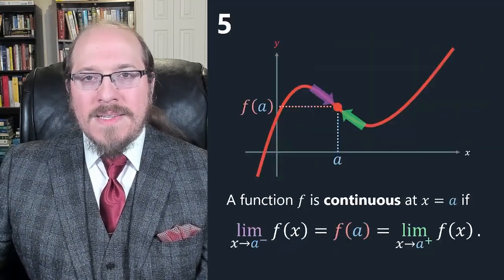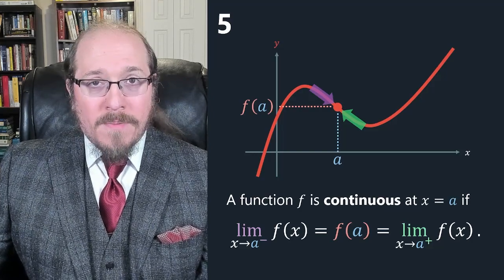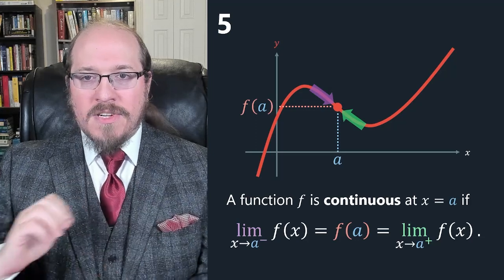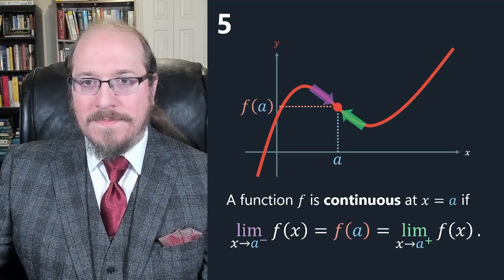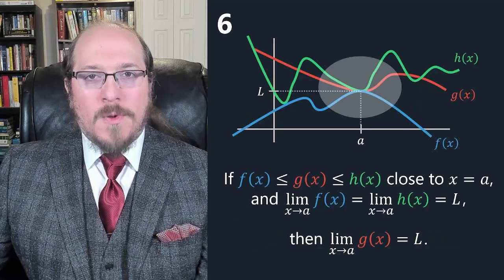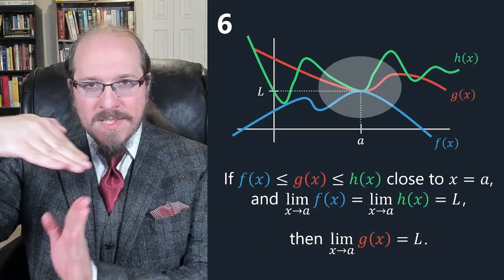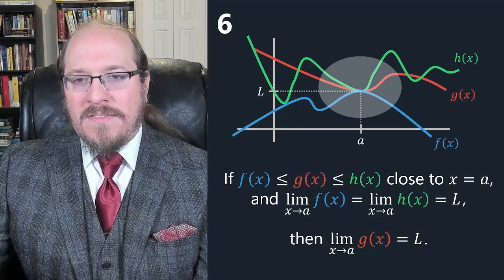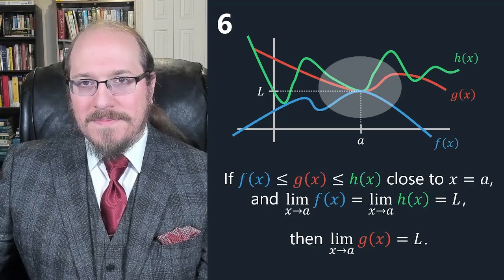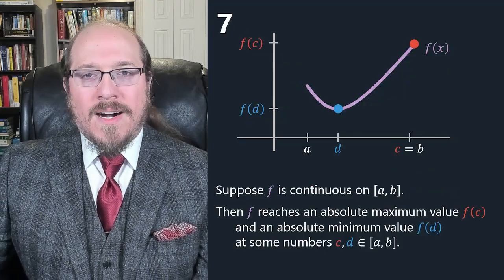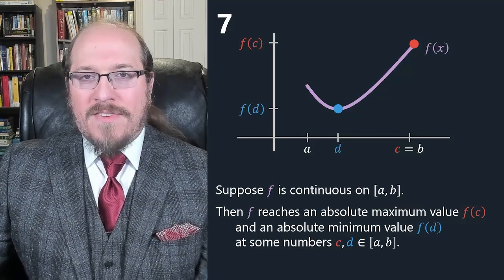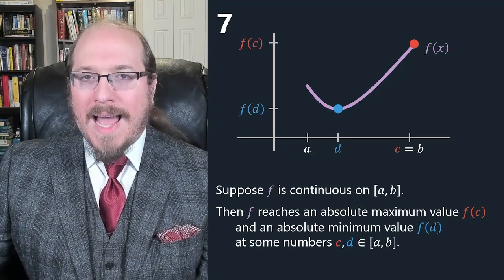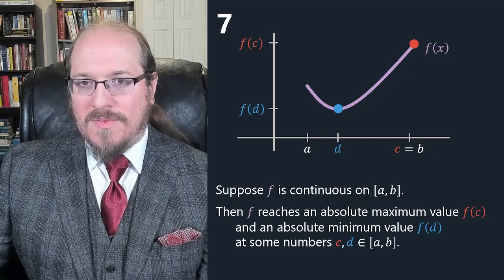Fifth, we've got the limit definition of continuity. In order to be continuous at a point, the left-hand limit, the right-hand limit, and the value of the function at that point all have to match. Sixth, we've got the squeeze theorem. When a function is squeezed between 2 others, and the outside functions approach the same limit, the inside function is forced to go to that same limit. And finally, seventh, we've got the extreme value theorem. If a function is continuous on a closed interval, it has to reach an absolute minimum and an absolute maximum on that interval.